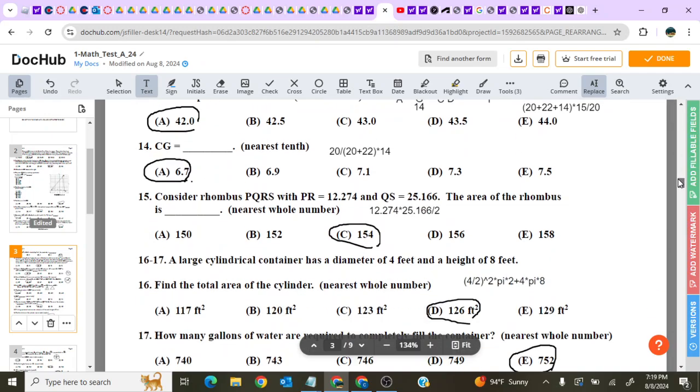Consider rhombus PQRS, with PR equal to that and QS equal to that. What is the area of the rhombus? Okay.